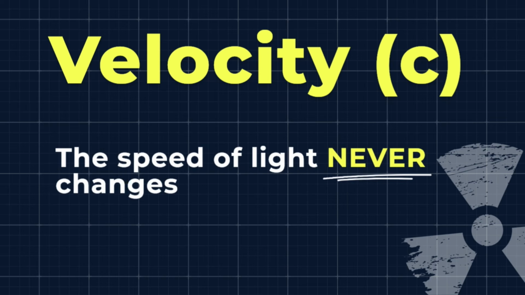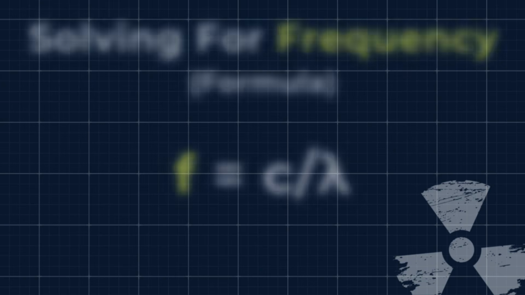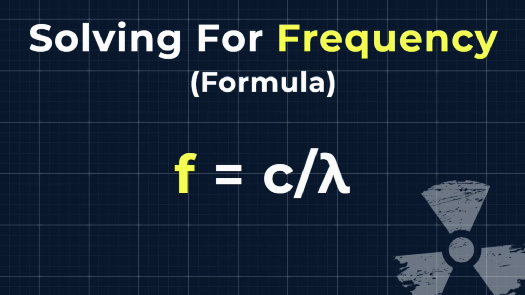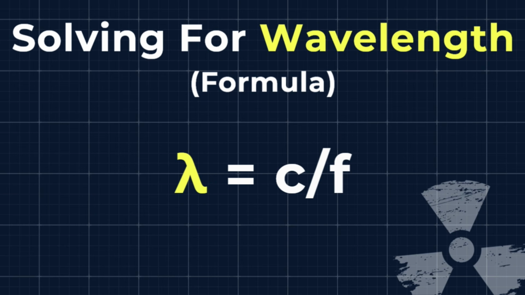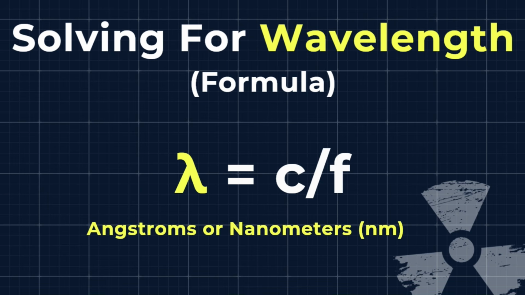This here is a constant, whereas the frequency and wavelength vary. So if you were asked to solve for frequency, you would use this equation here. This is the speed of light divided by the wavelength, with your answer expressed in hertz. Now, if you were asked to solve for wavelength, then you would just divide the speed of light by the frequency, expressed in angstroms or nanometers.